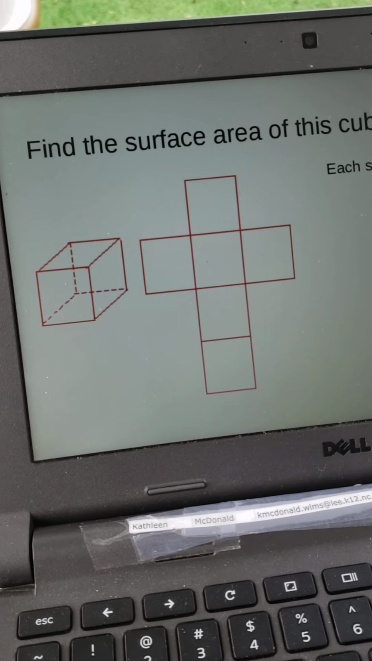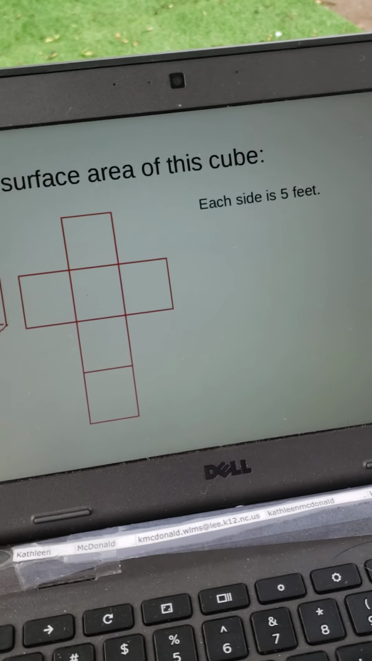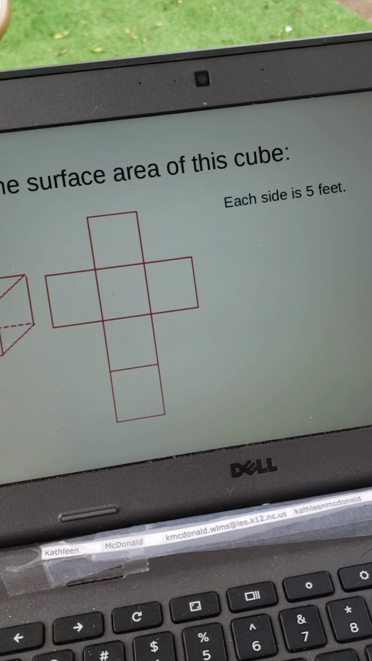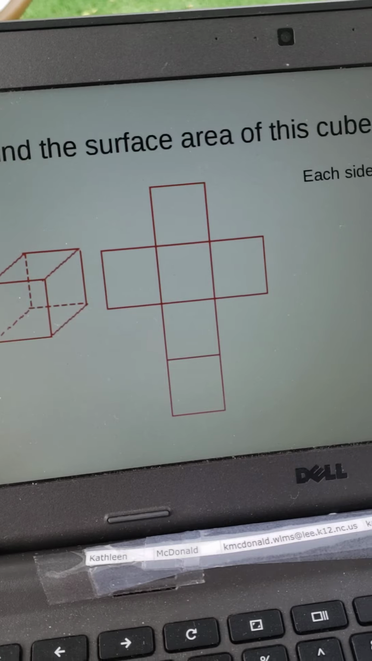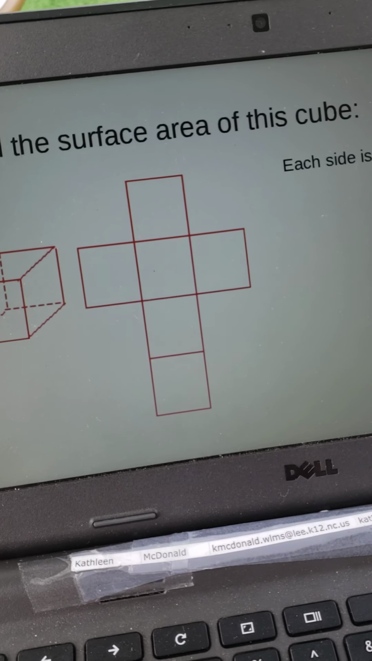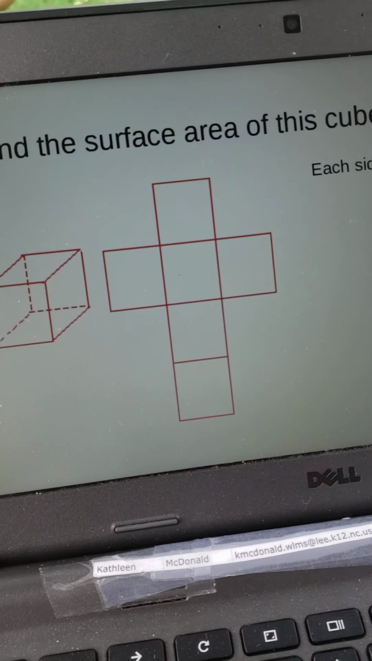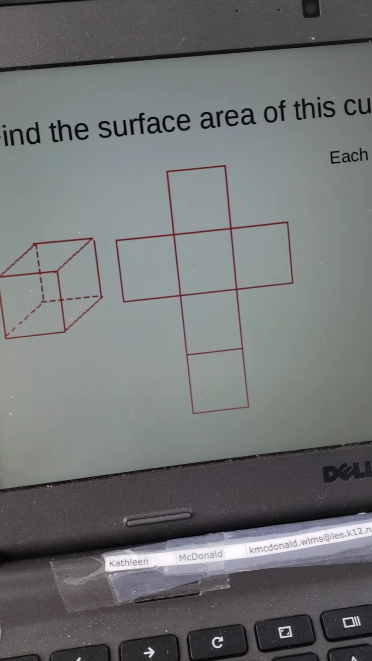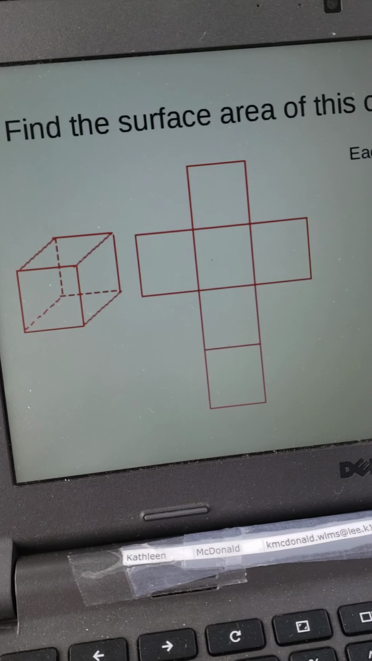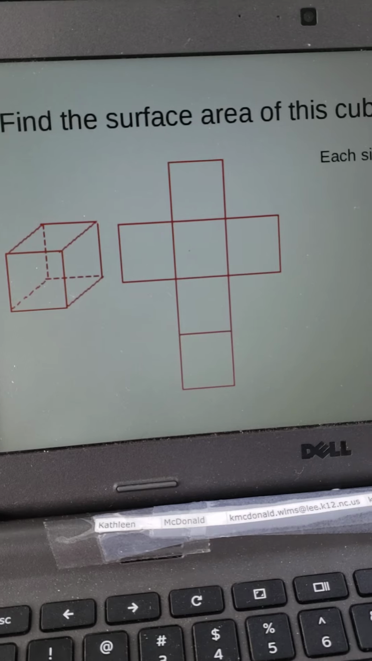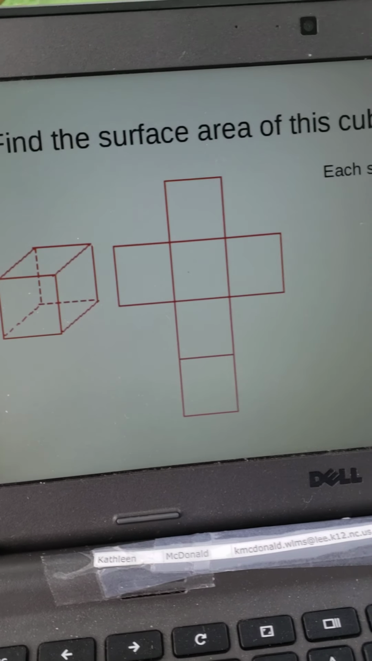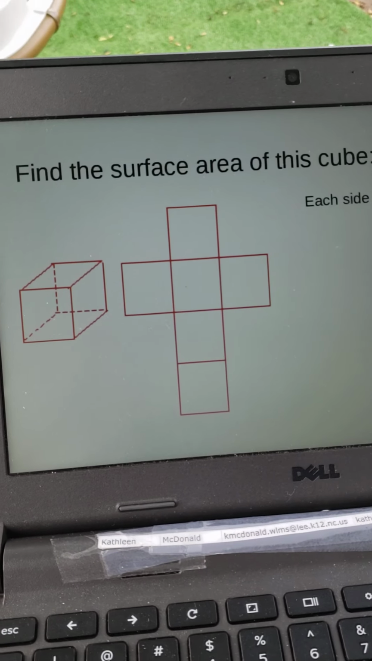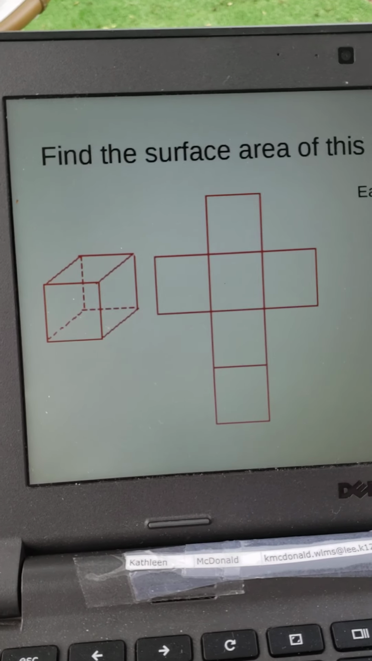All right, so starting with a cube, if each side is 5 feet, you can think of it as opening it up. That's called a net, when you open up a three-dimensional shape into a flat shape so you can see all the pieces. So we know that a cube has 6 sides, but first we need to figure out the area of one of those faces or sides.